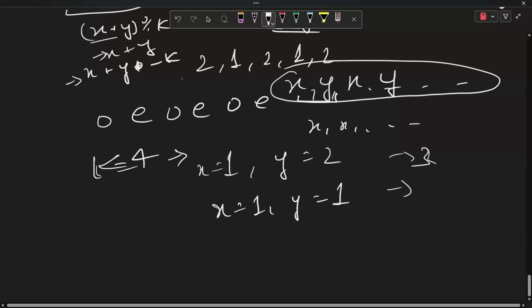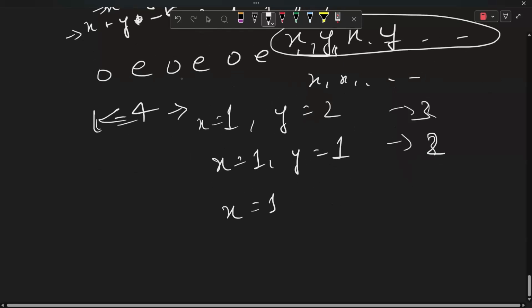In this case, all the equalities would be 3. Here, all the equalities would be 2. Or you can have x equal to 1, y equal to 3 also. Here, all the equalities would be 4 mod 4, 0. Okay. Or you can also have x equal to 1 and y equal to 0.